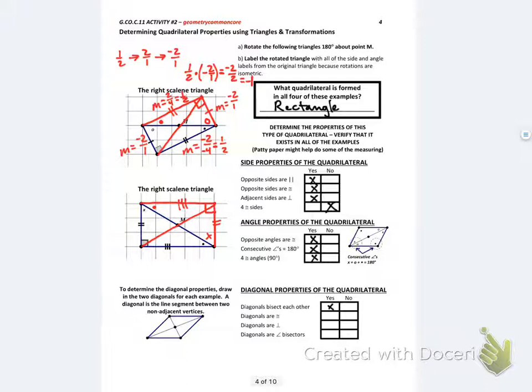Okay, are these diagonals that are drawn in congruent? Yes, they are. Are the diagonals perpendicular to each other? Another way of asking is, do they intersect at 90 degrees? No, they do not. And do the diagonals bisect their angles? Yes. Yeah.